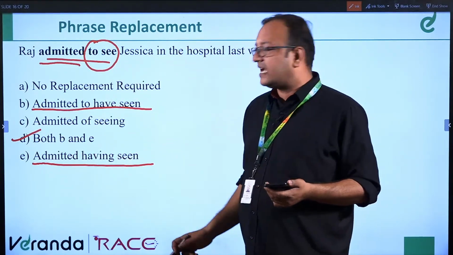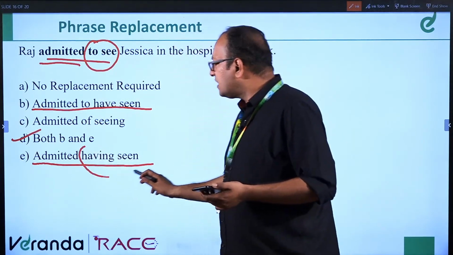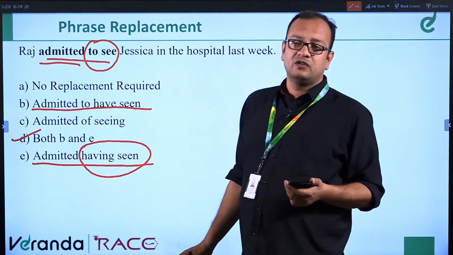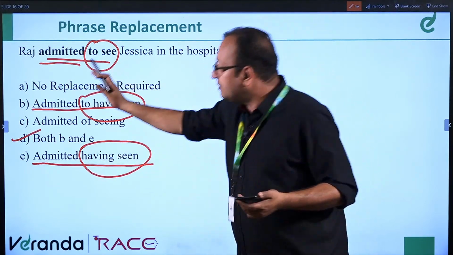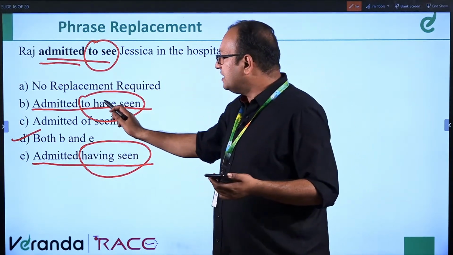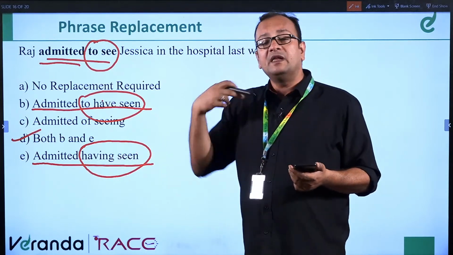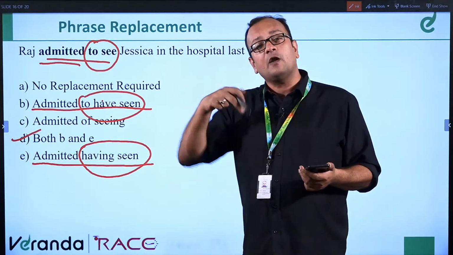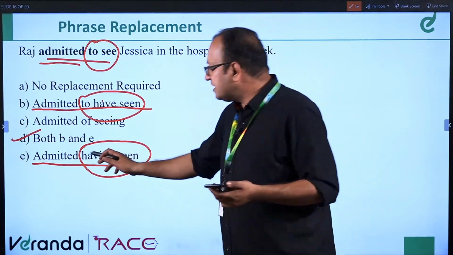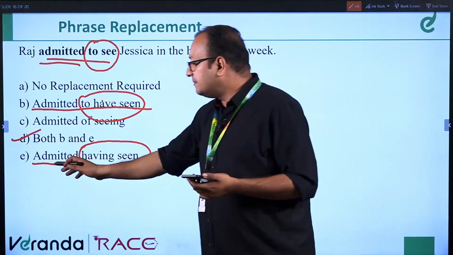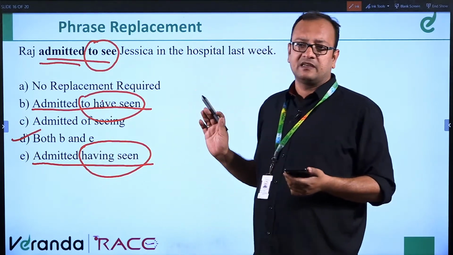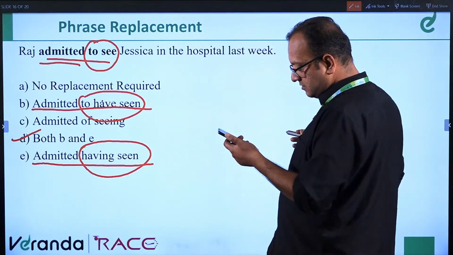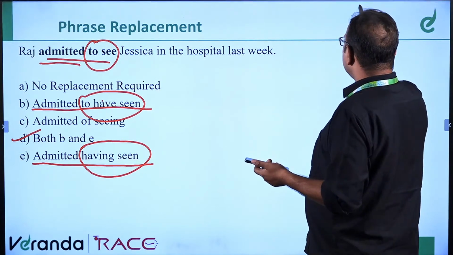Admitted having seen is known as perfect participle. This is perfect infinitive. This is perfect participle. Similar rule applies here. Perfect infinitive, perfect participle, when the previous action is the infinitive or participle. Clear? So having seen is perfect participle. Admitted is the second action. So here perfect infinitive, here perfect participle. Clear? Okay. Next question.